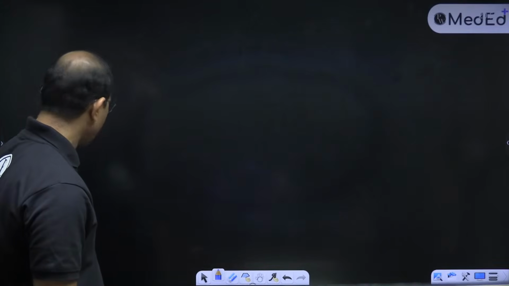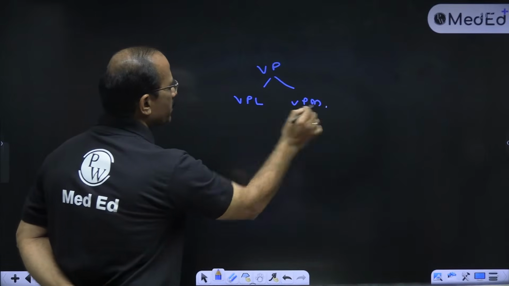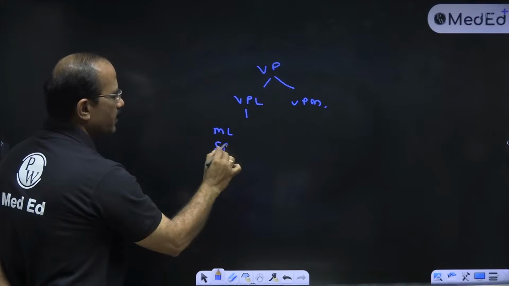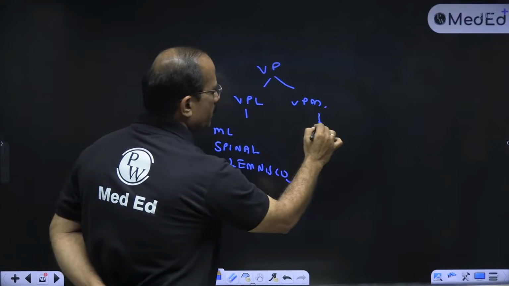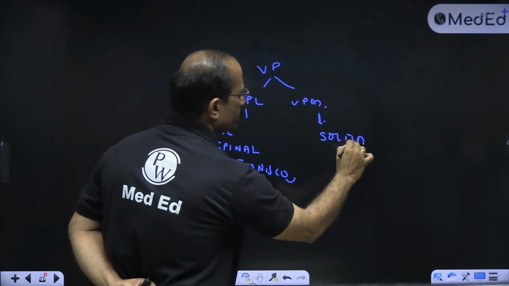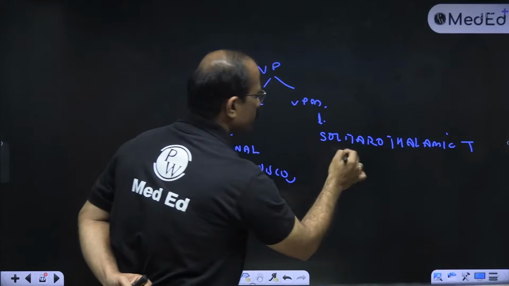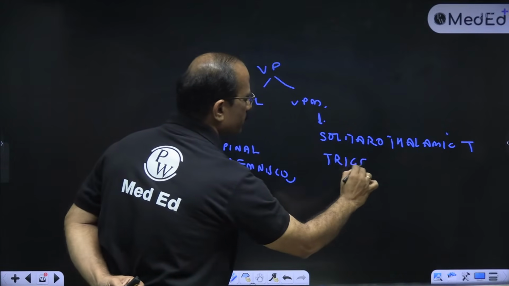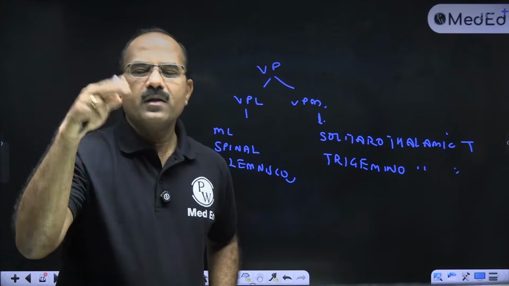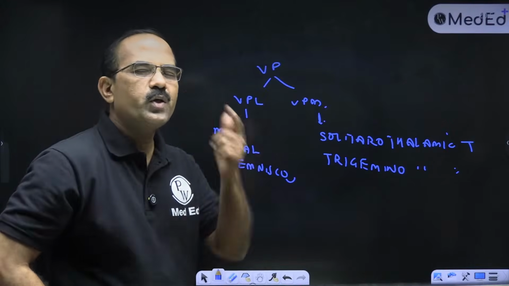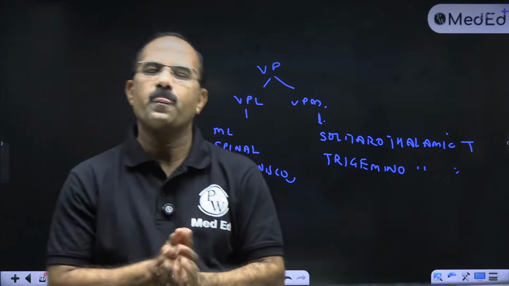Ventroposterolateral nucleus of thalamus, right? Ventroposterior nucleus is divided into ventroposterolateral and ventroposteromedial. The medial lemniscus and spinal lemniscus go to the ventroposterolateral. In the ventroposteromedial, the solitary-thalamic tract and one more, the trigeminothalamic tract. Solitary-thalamic tract is from the tongue, from the nucleus of tractus solitarius to the thalamus, and trigeminal is from the face. Okay, just do this much, children.